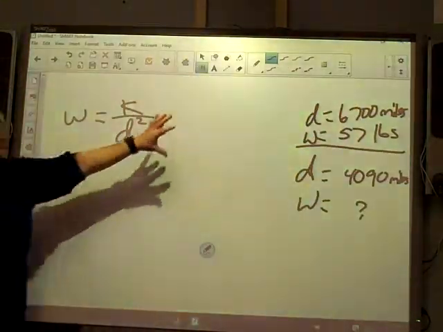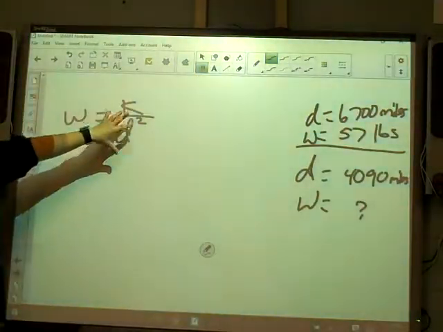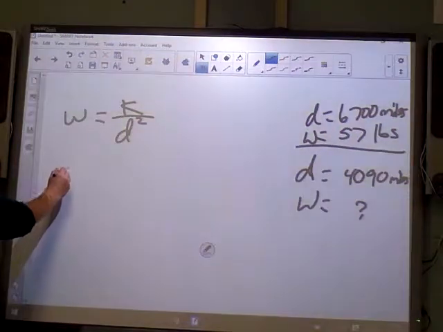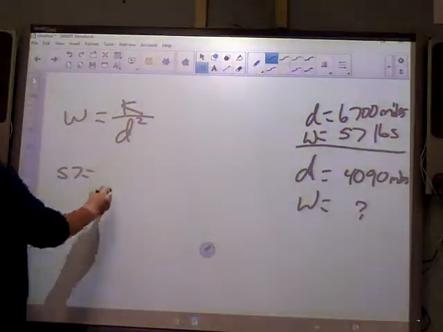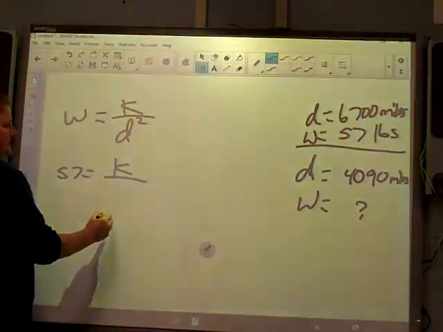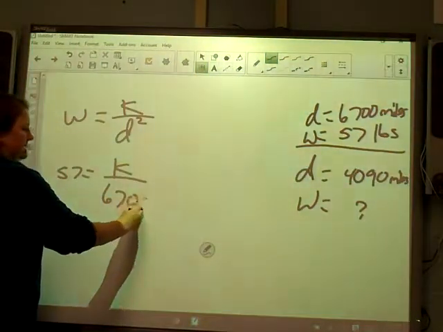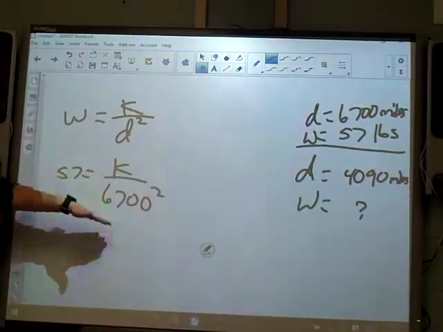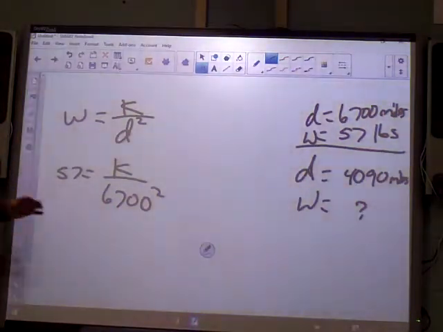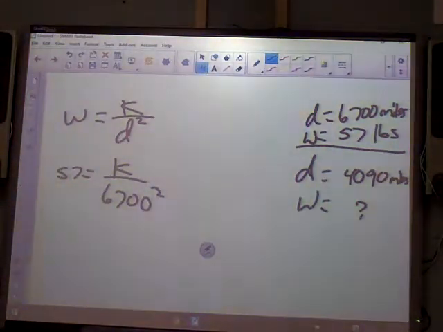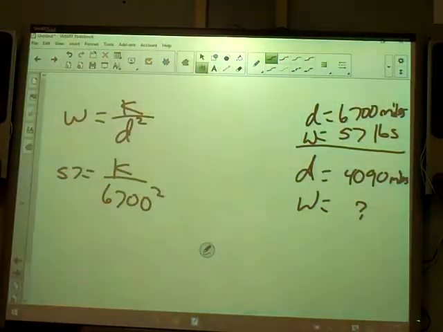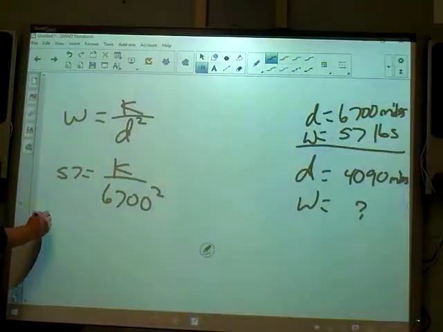Alright, so we're going to take this far away stuff, plug it in, get a K, and then use it to find our closer stuff. So 57 pounds is equal to K divided by, this is going to be huge, 6,700 squared. Alright, to solve this for K, it's being divided by 6,700 squared, so you've got to multiply by 6,700 squared. 57 times 6,700 squared.